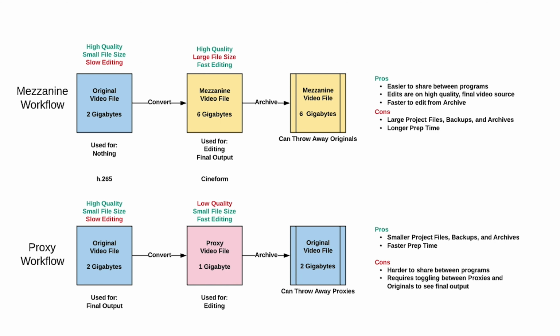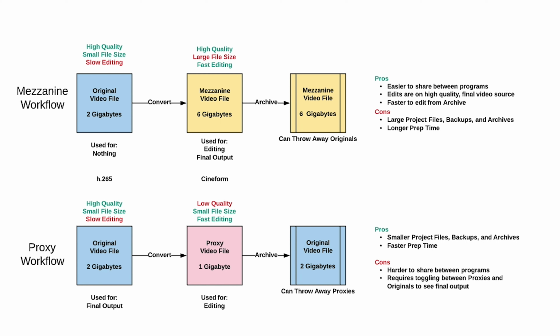With the mezzanine workflow, it's easier to share the video files between different programs without having to do any kind of conversion between them. Also, edits are on a high quality final video source, so you're editing what you're actually going to end up rendering out. Another pro is that it's faster to get back up and working from an archive. So if you have to come back and start editing from an archive, you don't have to spend any time making proxy files or converting anything in order to get up and running again.